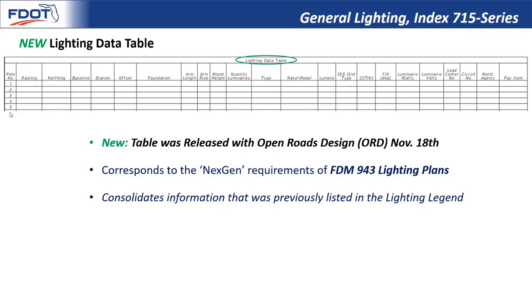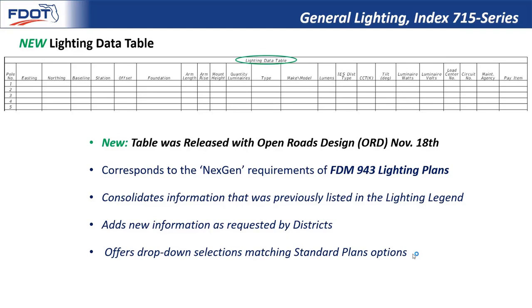Listing this information out per pole is practical even if the information gets repetitive, because the input tools do allow for the data to be copied down, and you could also manipulate the data in an Excel spreadsheet. In addition to consolidating the information into one table, we've also added new information as requested by the districts. And one more feature that adds some convenience in the design phase is that each of these column headings offers drop-down selections for inputs that match the standard plans options.